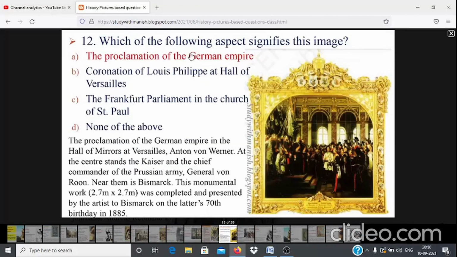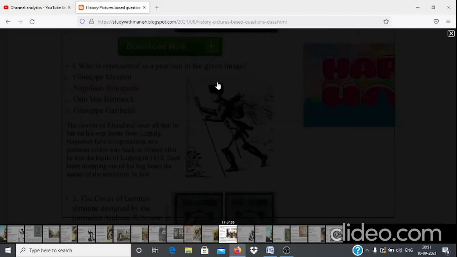Paul. Question number 12. Which of the following aspects signifies this image? A. The proclamation of the German Empire. B. Coronation of Louis Philippe at the Hall of Versailles. C. The Frankfurt Parliament in the Church of St. Paul. And D. None of the above. And the correct answer is A, that is the proclamation of the German Empire.